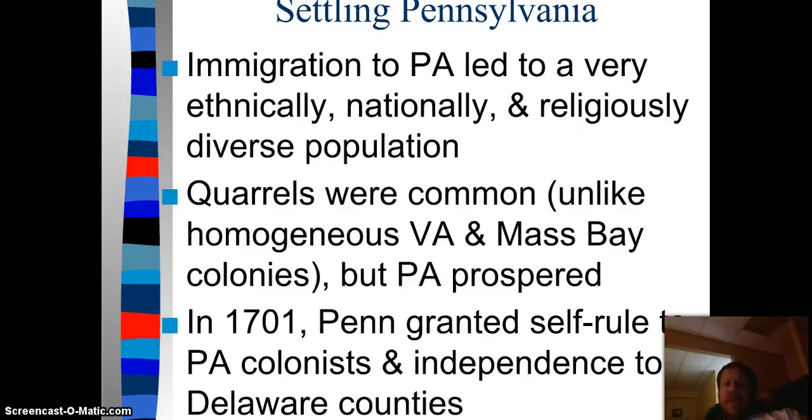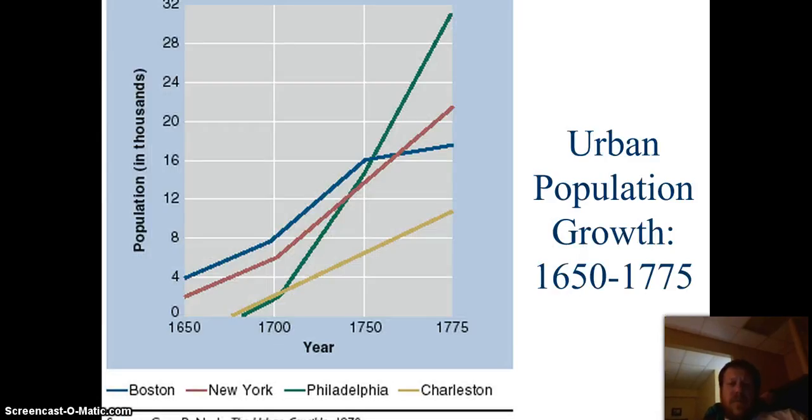By 1701, William Penn grants self-rule to Pennsylvania. Essentially, he said, "Hey, Pennsylvania, rule yourself." There were also certain Delaware colonies off the coast that ended up branching off as well. And so Pennsylvania gets its own bit of original independence from England that way.